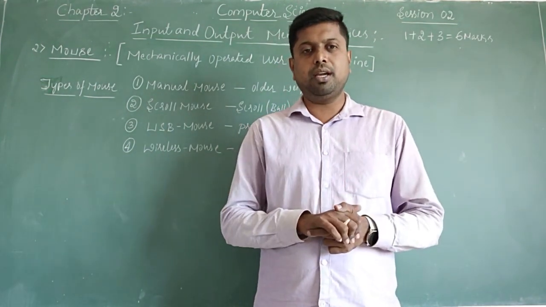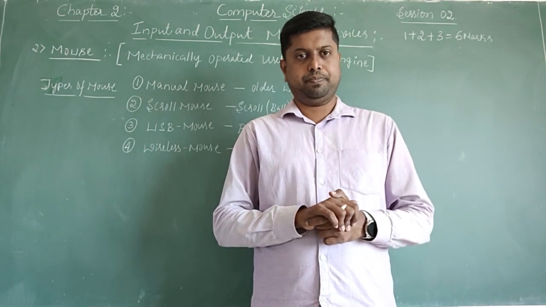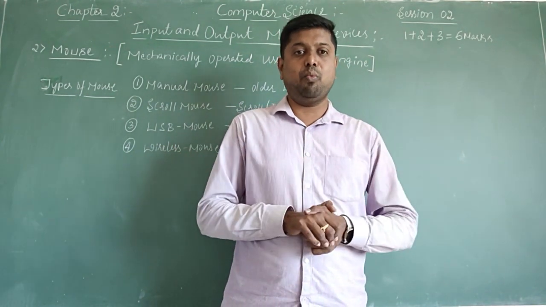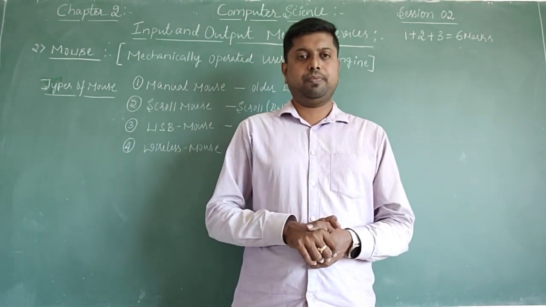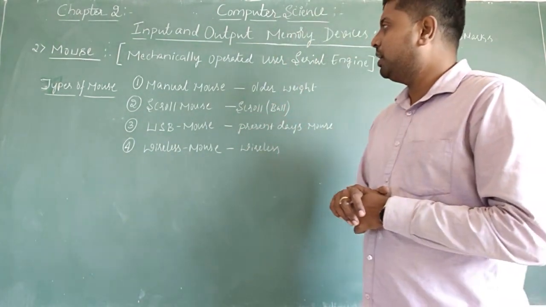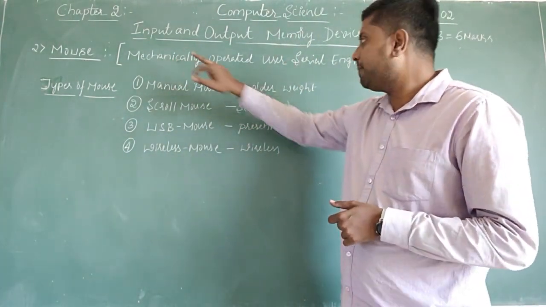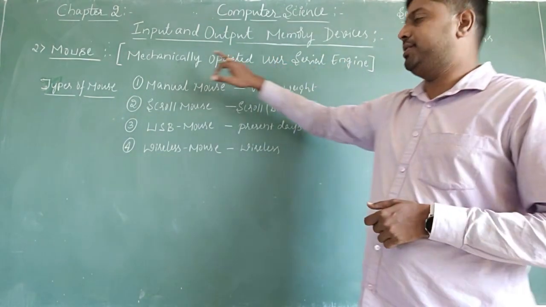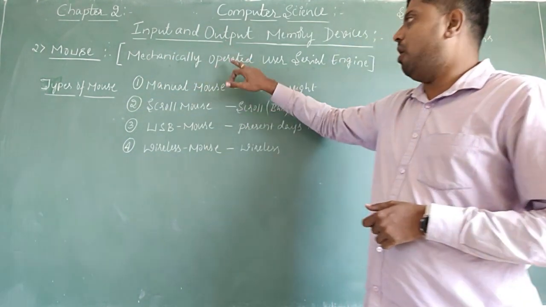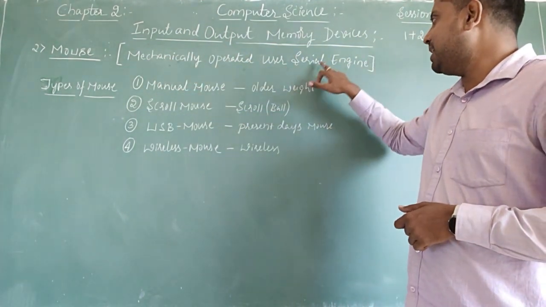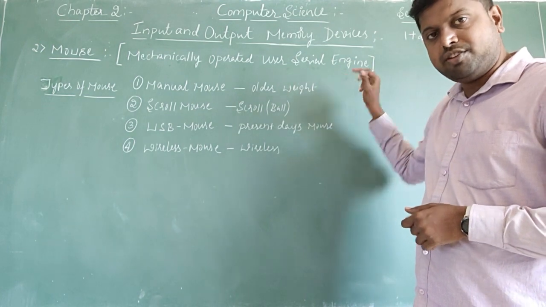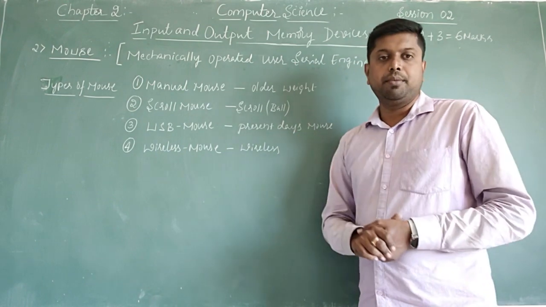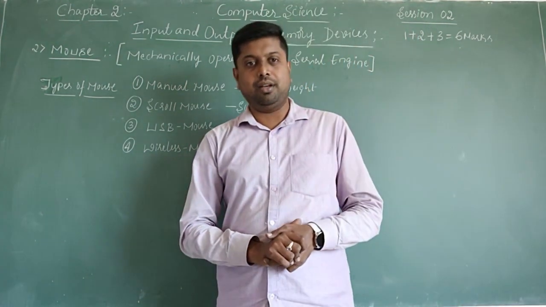Especially if I come to the second input device, the mouse, before going to the definition, let us discuss its abbreviation, M-O-U-S-E. Technically, the abbreviation of mouse is mechanically operated user serial engine. Once again I will repeat, mechanically operated user serial engine. That is the abbreviation of mouse.